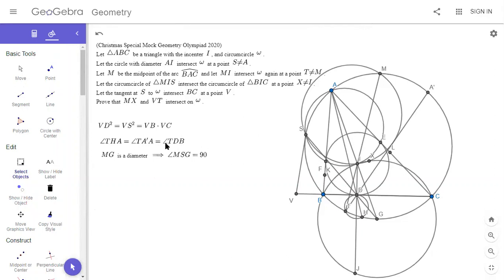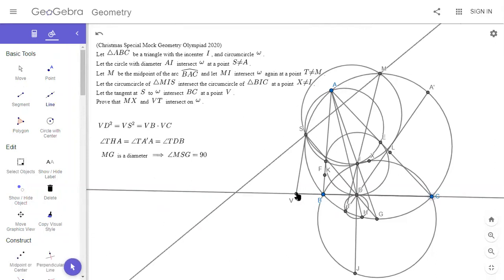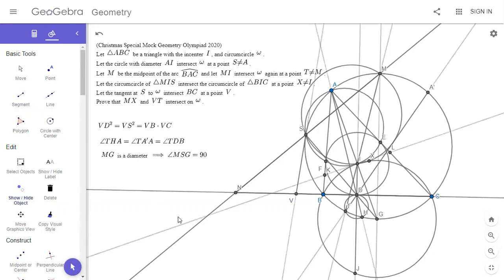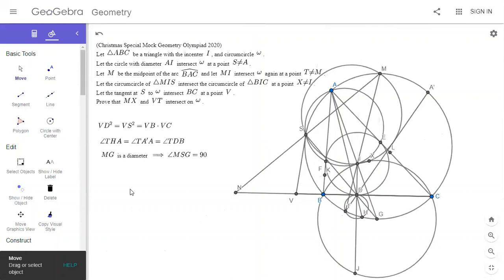But yeah, I'll just give you a flavor of it, just because you haven't seen too much projective geometry before. SFE is similar to SBC. Yes, I think that's true from properties of spiral similarities, that SFE is going to be similar to SBC.